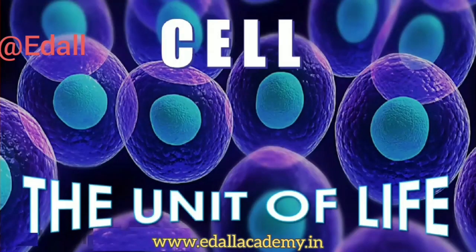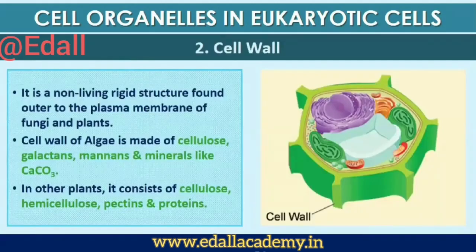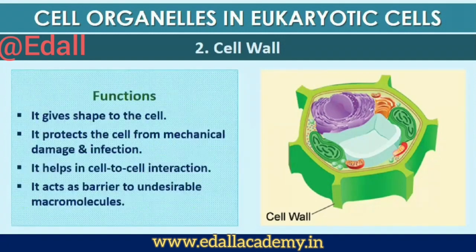Chapter 8, Cell, the Unit of Life. Point 2, Cell wall. As you may recall, a non-living rigid structure called the cell wall forms an outer covering for the plasma membrane of fungi and plants. The cell wall not only gives shape to the cell and protects the cell from mechanical damage and infection, it also helps in cell-to-cell interaction and provides a barrier to undesirable macromolecules.